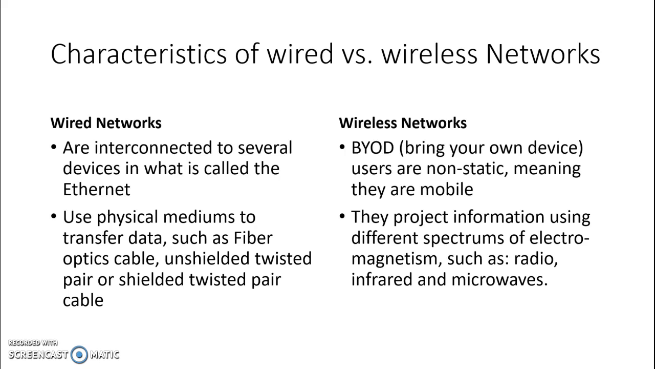Wireless networks, or bring your own devices, their users are non-static, meaning they are mobile. An example of this is the use of cell phones and laptops. They also project information using different spectrums of electromagnetism, such as radio, infrared, and microwaves.